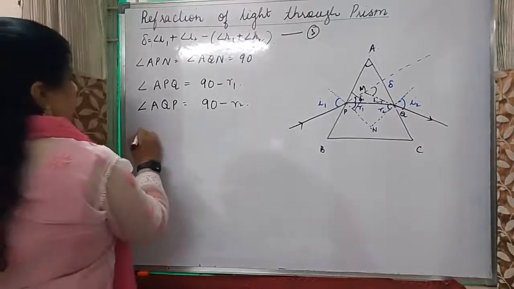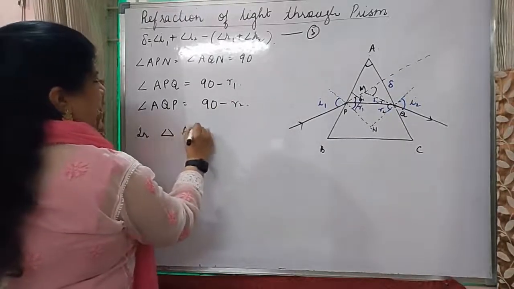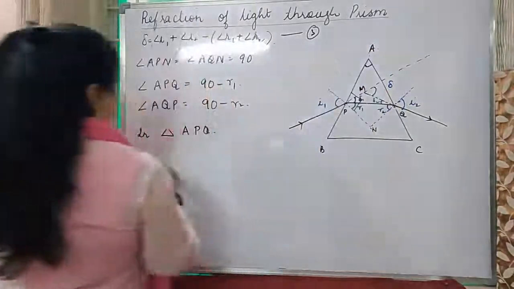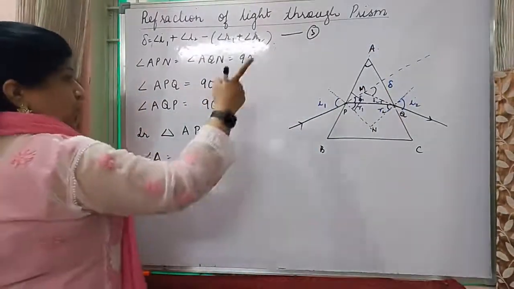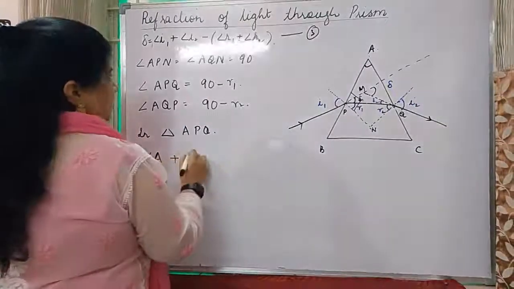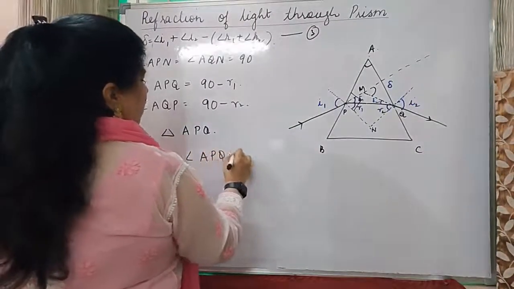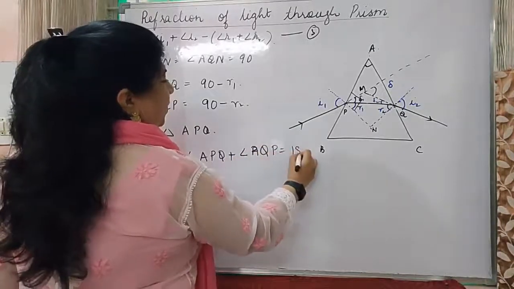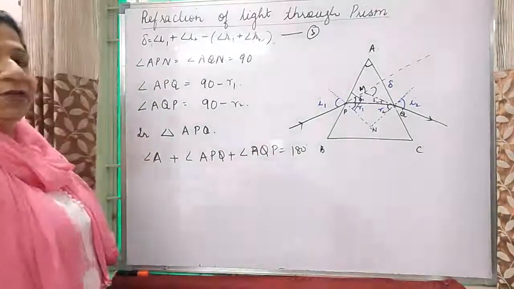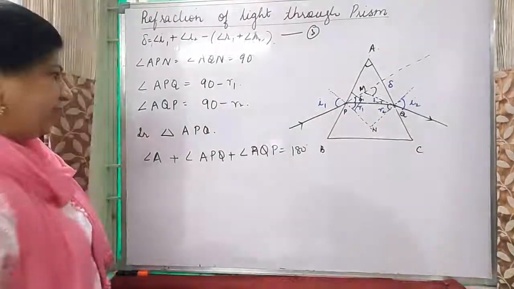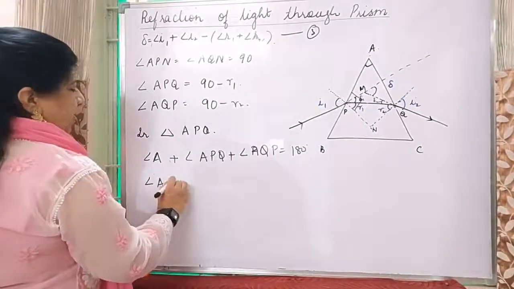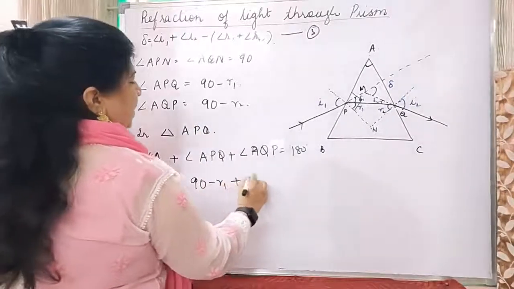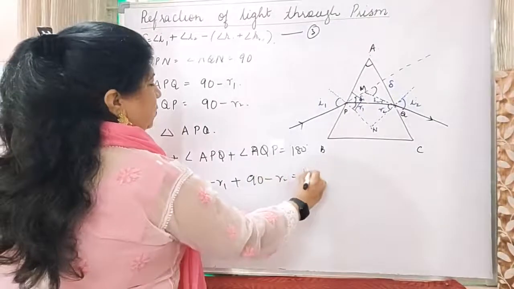So in triangle APQ, see this triangle, we have angle A, which is the prism angle at the top, plus angle APQ plus angle AQP should be 180. The sum of all angles of a triangle is 180. So we write 180, and then you get angle A plus APQ, which you have found as 90 minus R1 plus 90 minus R2 is equal to 180.